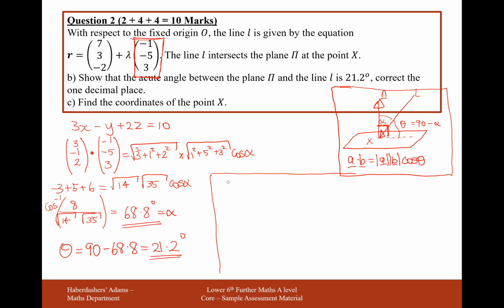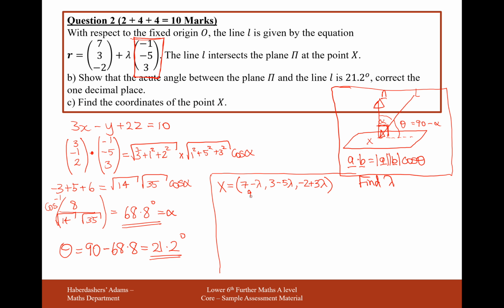Part C is find the point x, so find the coordinate at which the plane and the line meet. So the coordinate x for now, we'll give it a vector of, it's going to be somewhere along this line, so we'll give it a vector of 7 minus lambda, 3 minus 5 lambda, and -2 plus 3 lambda. Alright, so this is the point along our line, and as lambda changes, the coordinate changes, but we want to find the exact value of lambda such that we can locate where x is.